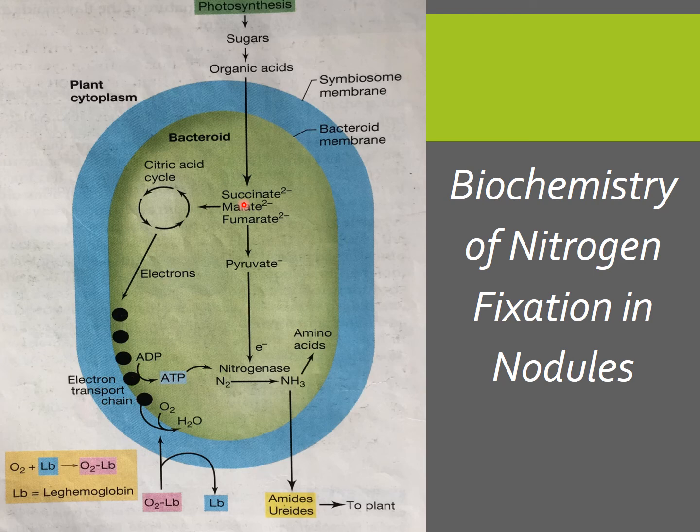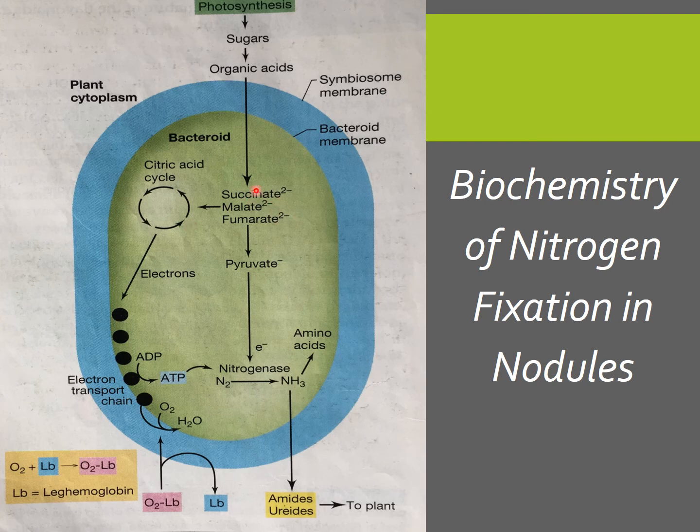Now let us see how that works. Once these organic acids enter inside, either they will enter into the citric acid cycle or Krebs cycle of the bacteroid, or these organic acids will form pyruvate. Either one of these can happen. At times the organism wants electrons, or other times it is wanting energy. I'll tell you how it works.